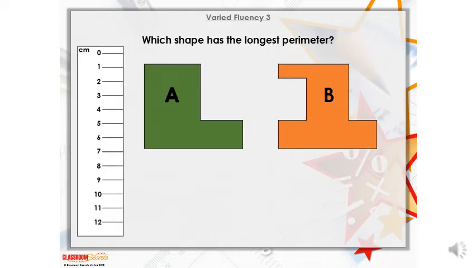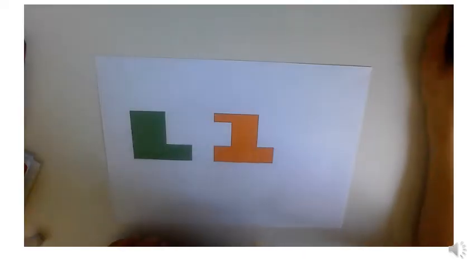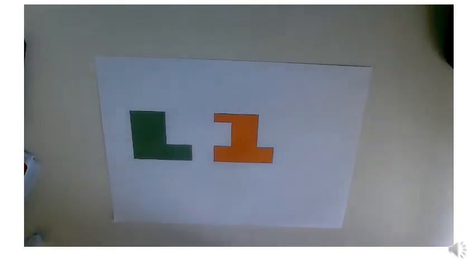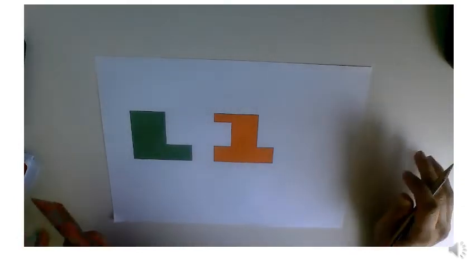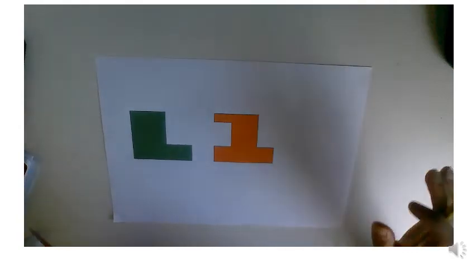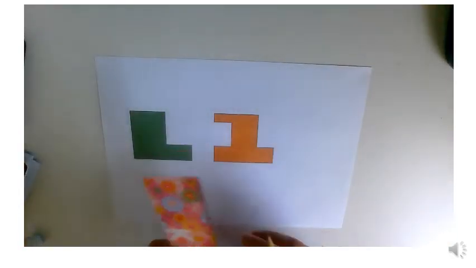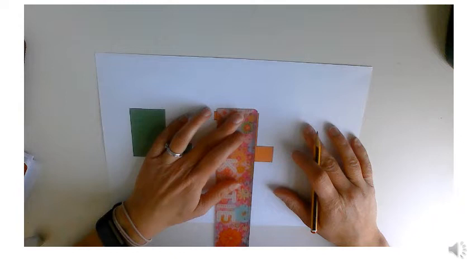Let's have a look at the shapes in front of me. So we've got to find out which shape has the longest perimeter, and we've not been given any sides here, so I know that I'm going to have to use my ruler to find out the perimeter of each of the shapes. I'll then be able to compare which one has the longest perimeter. So first thing I need to do is get my ruler and measure each of the sides to find the length.